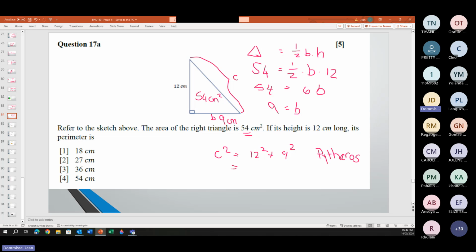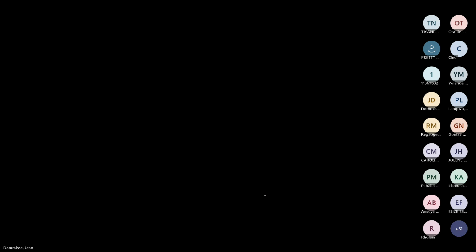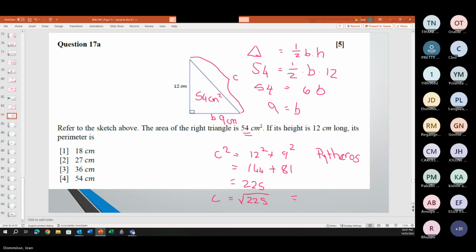So let's quickly, 12 times 12 is 144, plus 81 is 225. So to get c, we need to get the square root of 225, which is equal to 15. So the length of c is 15.